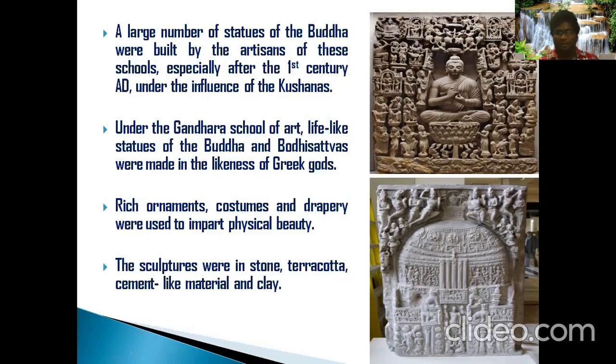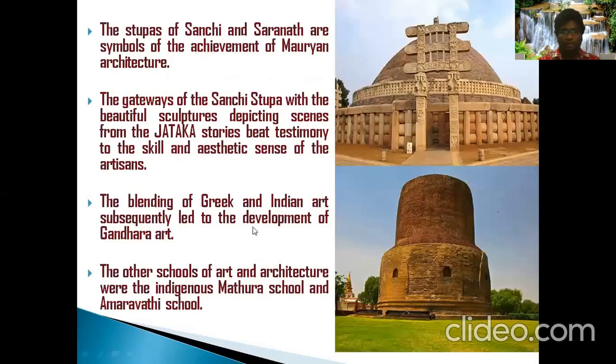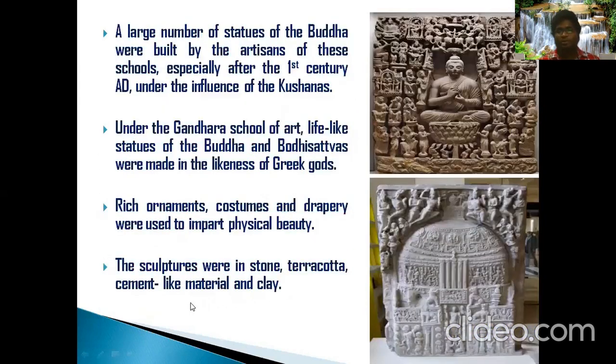And when it comes to this slide, what we have learned is that after the first century, under the patronage of the Kushanas, the statues of Buddhas were built by the artisans. In this slide, we are focusing mainly on Gandhara art, as well as Mathura, and the Amravati School of Art. So we are seeing what kind of style this Gandhara School of Art follows.